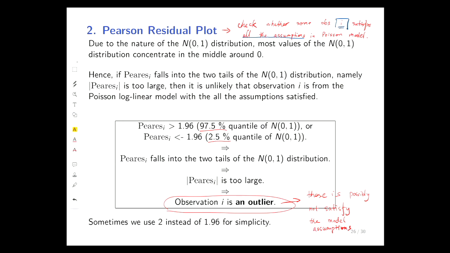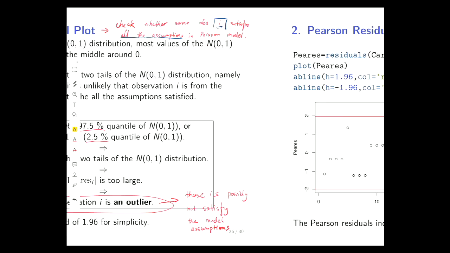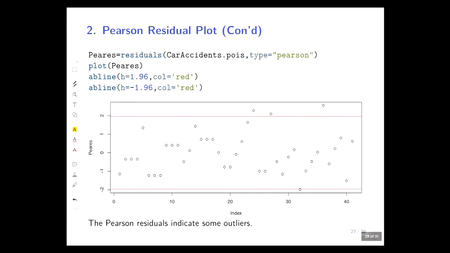So what's the meaning here? That means those i's may not satisfy, for instance, the Poisson distribution assumption, or the linearity assumption, or the independence assumption. So it's all possible in this case, but we do not know which one it is. So that's the meaning of the outlier. And how can we do that? We can use this residuals function, but we need to specify Pearson here to obtain the Pearson residuals, and then we can plot the Pearson residuals.